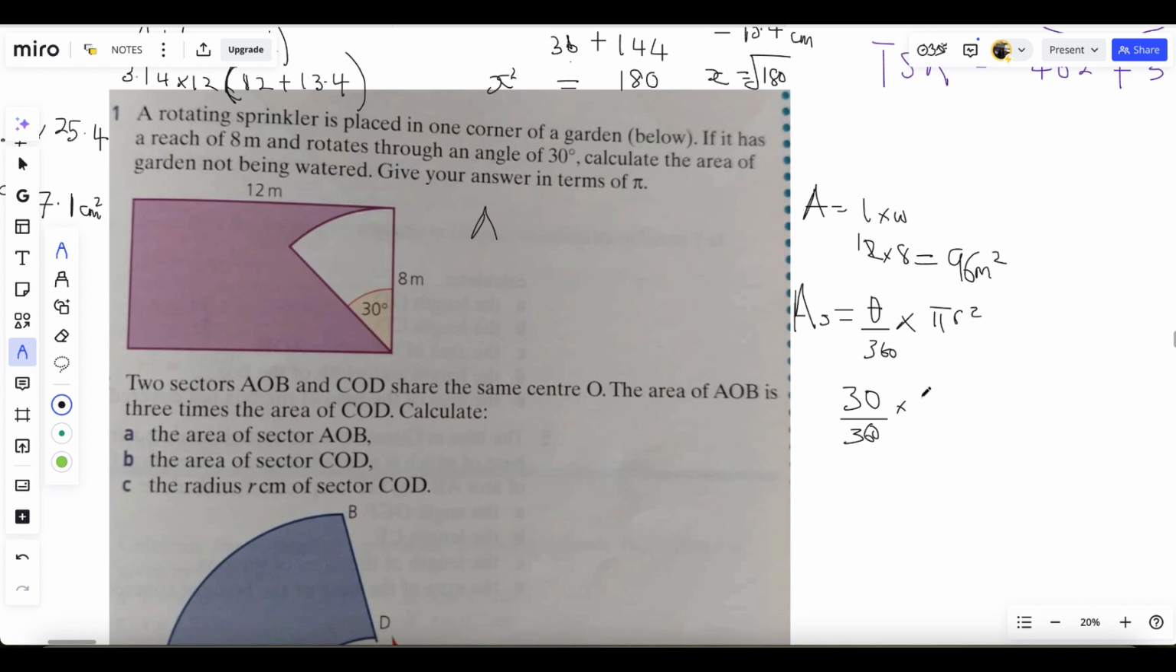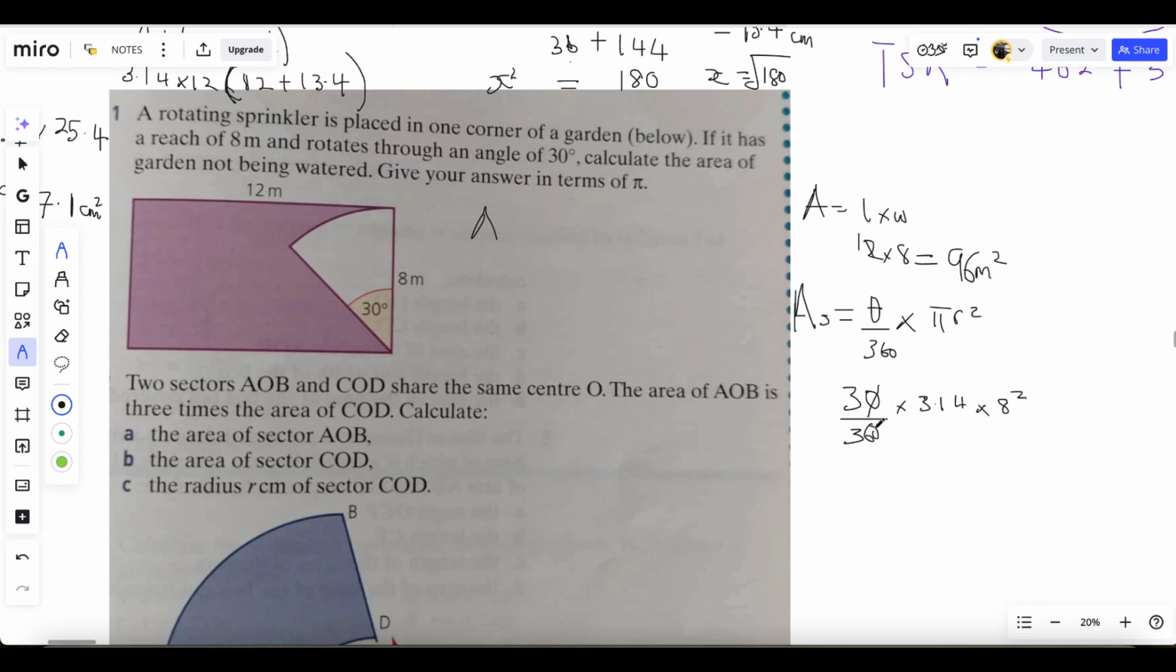times pi, which is 3.14. They say we should leave our answer in terms of pi, so we can solve this using 3.14 and then divide the whole answer by 3.14 if we want to leave it in terms of pi. So we say 3.14 times the radius squared. What will be the radius? If this is a sector, the radius is definitely 8, and this is also 8, and this is the arc length. So times 8 squared, and 8 squared is 64.